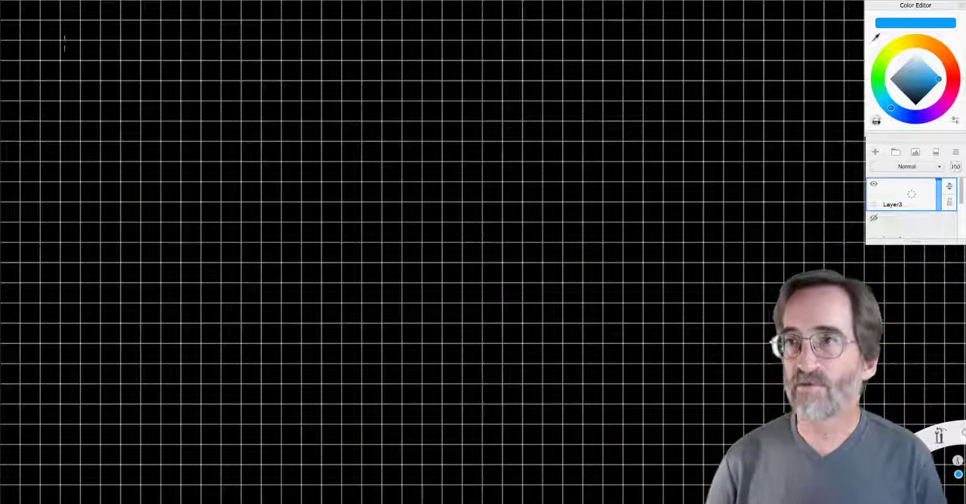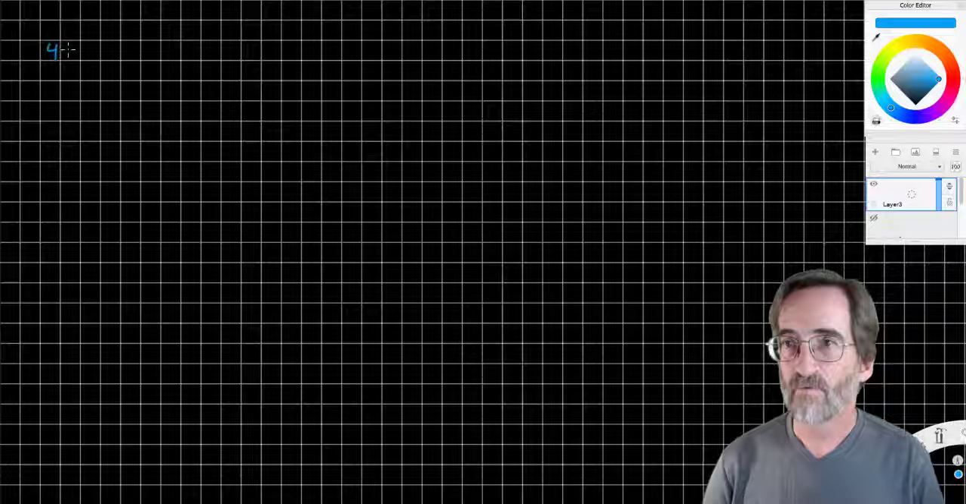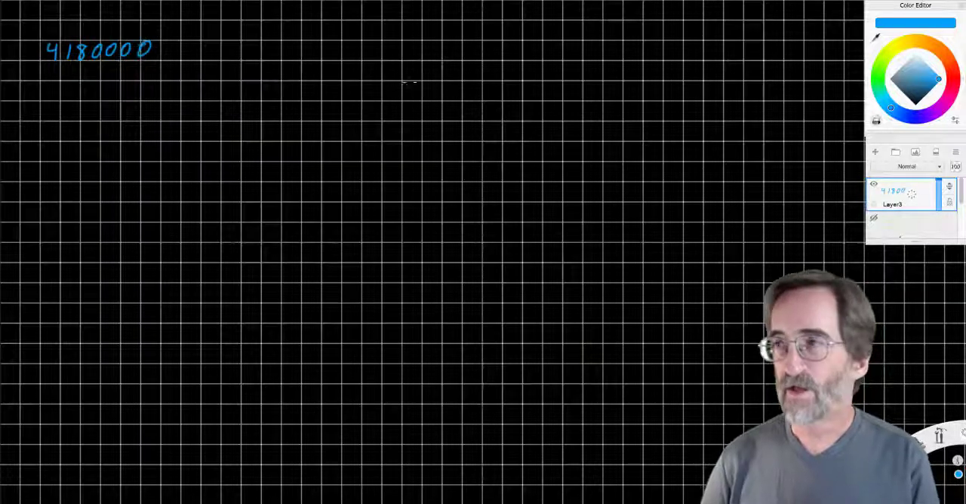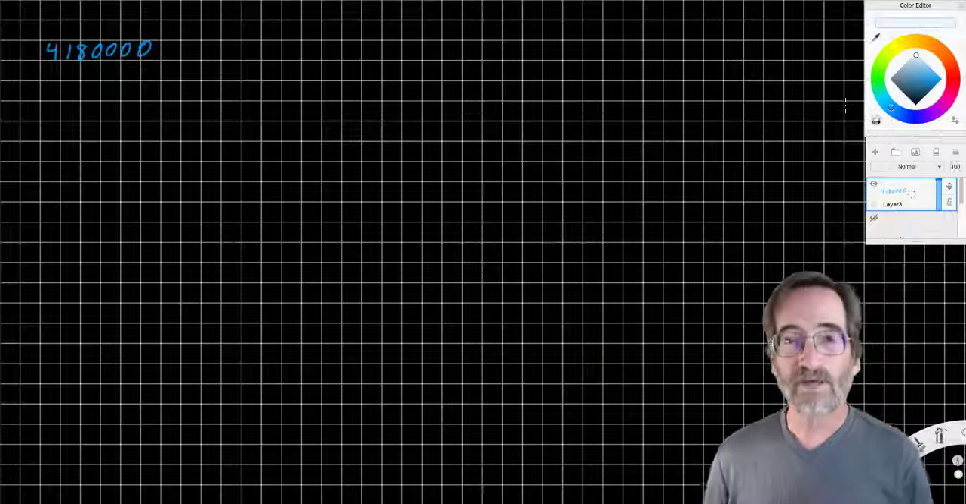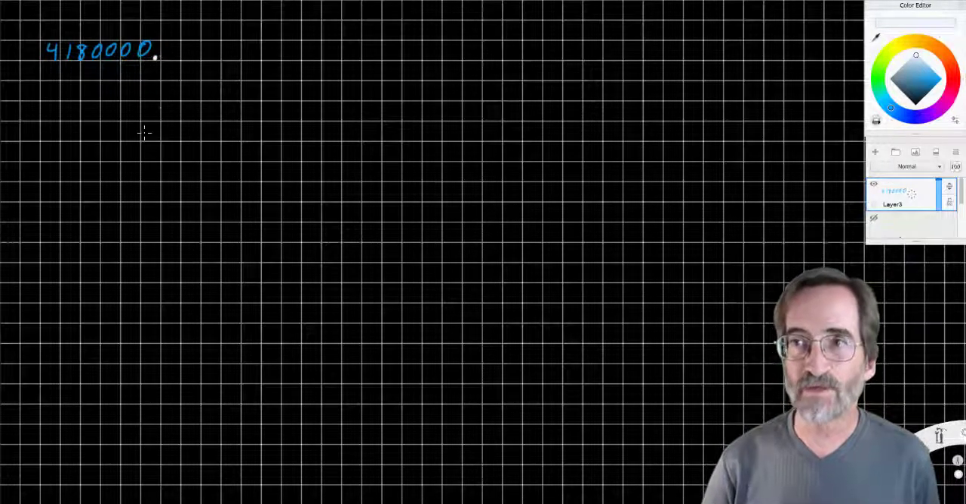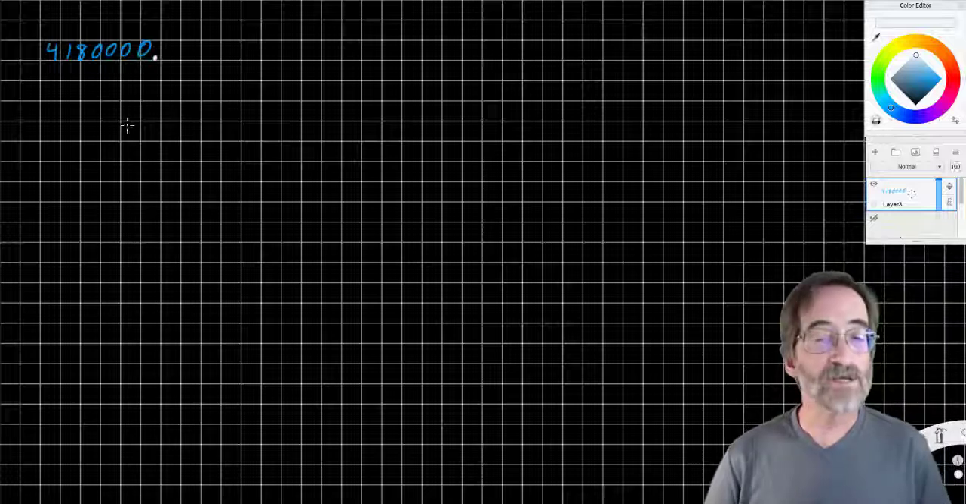Okay, let's say I've got this number here, 4,180,000, and I need to write this in scientific notation. Okay, so here's what we do. Decimal out of sight, put it on the right. If there's no decimal, it's on the right. Where does the decimal need to go?